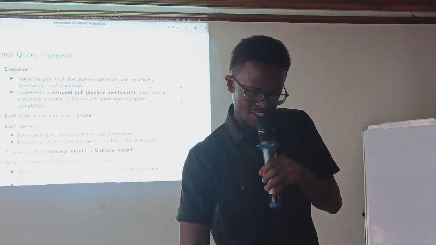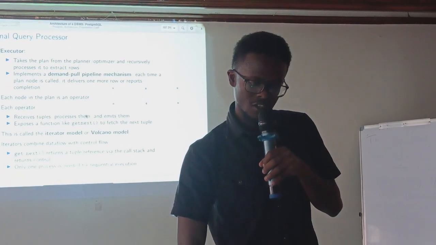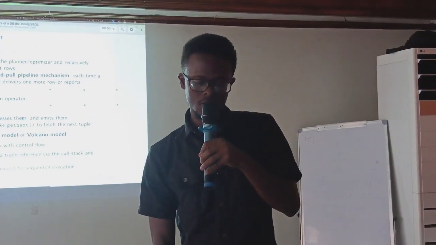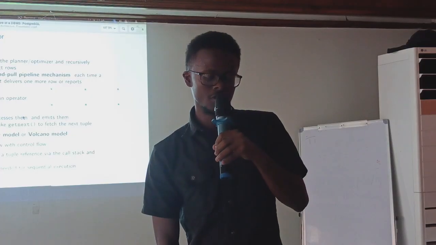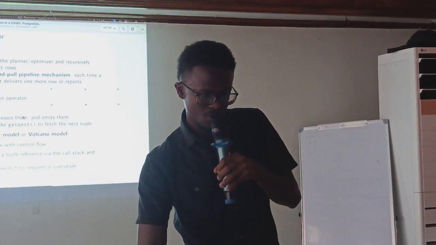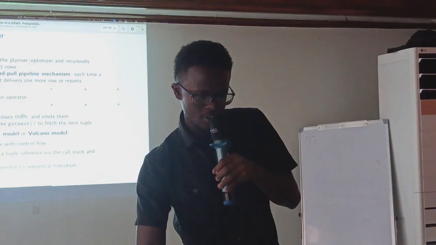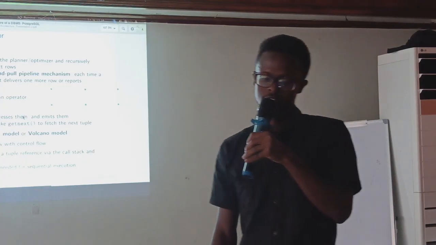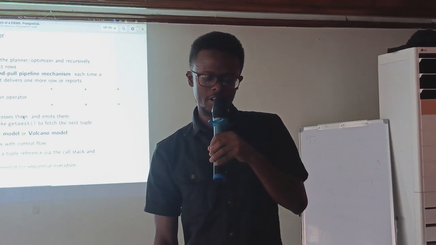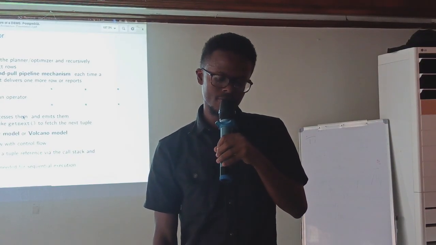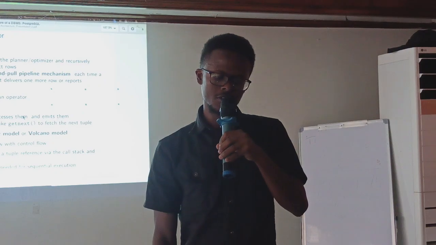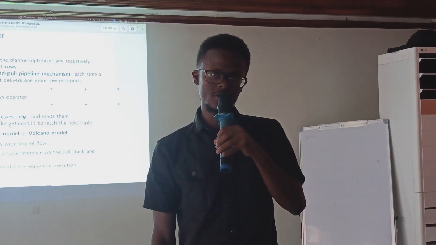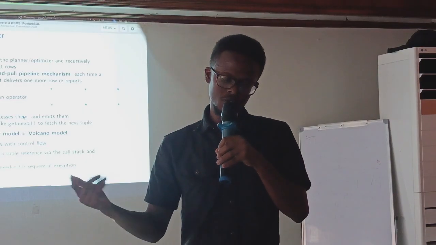The next stage is the executor stage. The executor stage is responsible for executing. You have the plan, so the executor just executes. The executor takes the plan from the planner and recursively processes it to extract rows. It's usually a demand-pull pipeline mechanism. Each time a plan node is called, it delivers one or more rows or reports completion. It says, I'm done giving you rows.